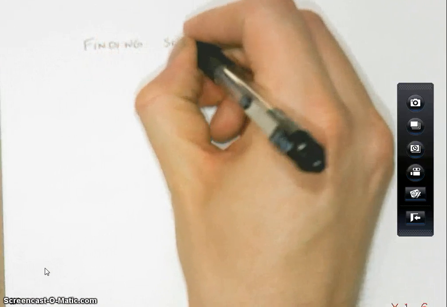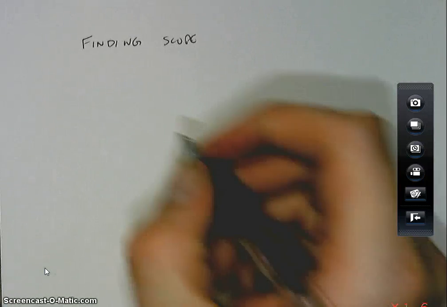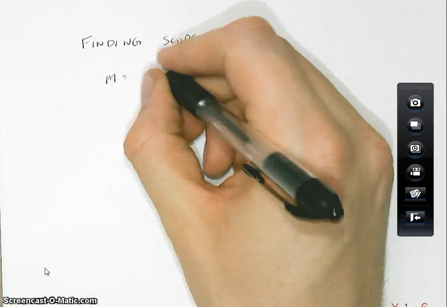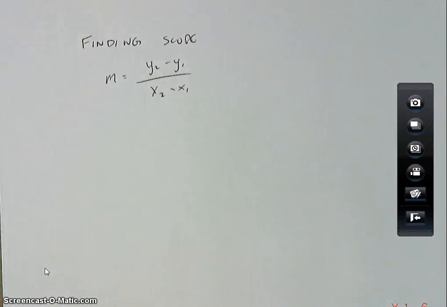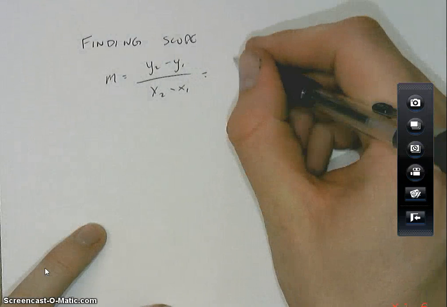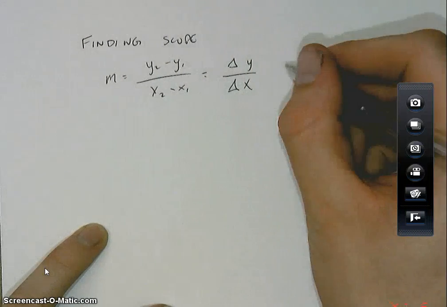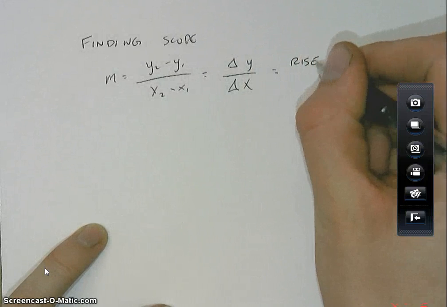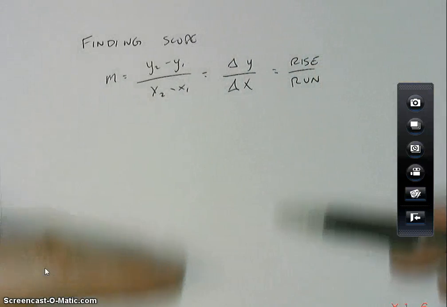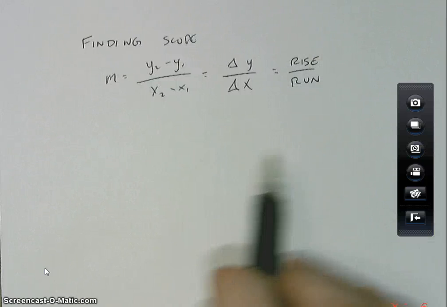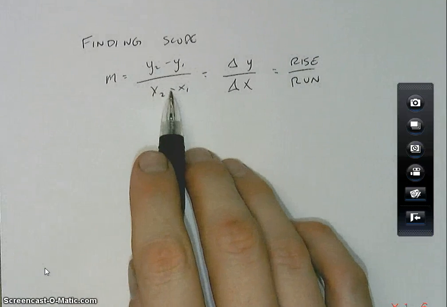So first and foremost, if we're talking about finding slope, we need to have this formula memorized. So m equals y2 minus y1 over x2 minus x1. And basically all that is the change in y over the change in x. Or more simply, it's going to be the rise of the graph over the run. So how much is it varying up and down over how much is it varying left and right? So if we can remember that, you don't necessarily have to remember this, okay?